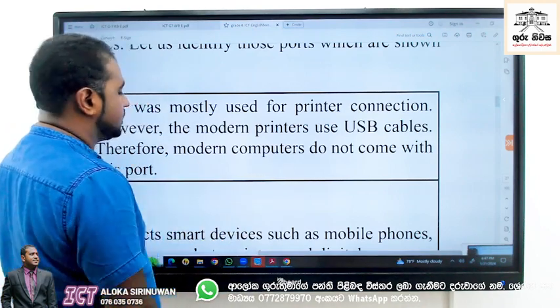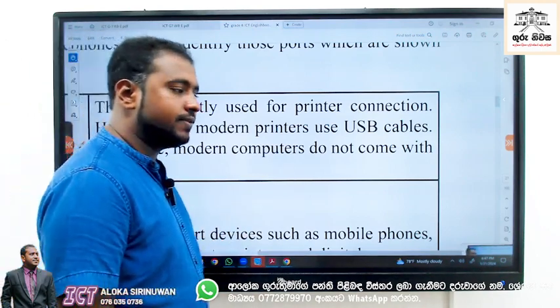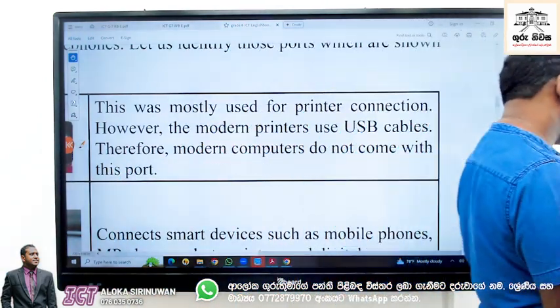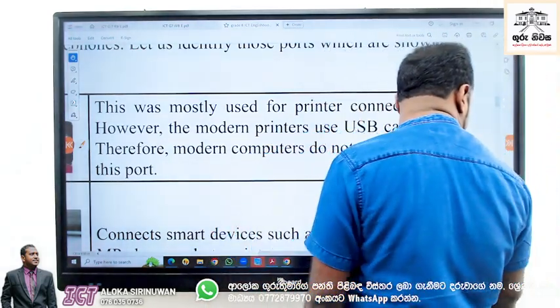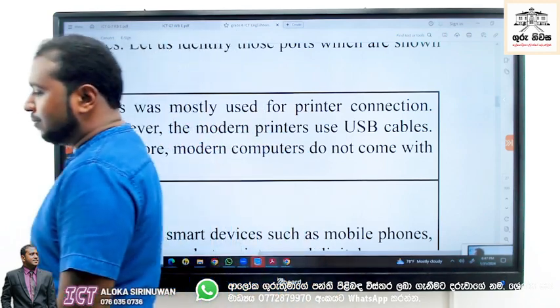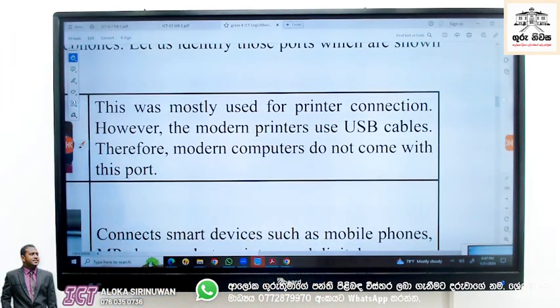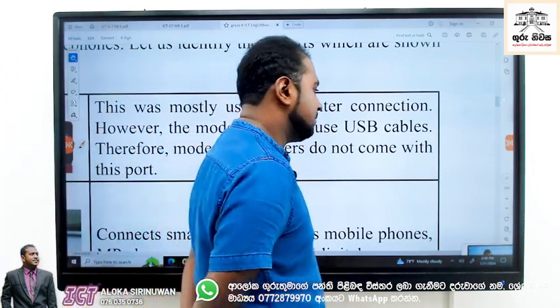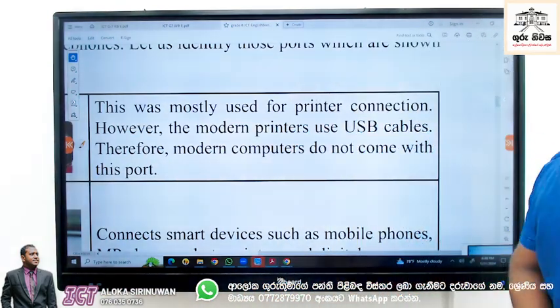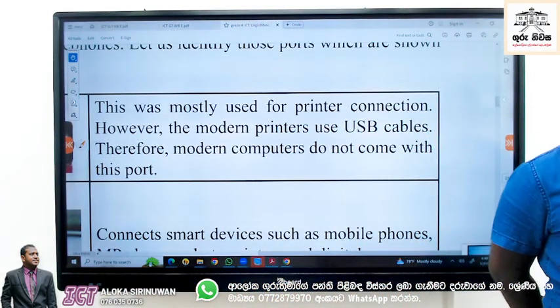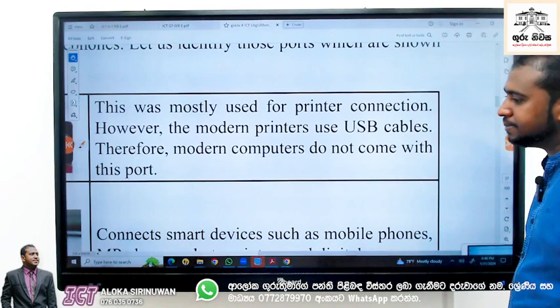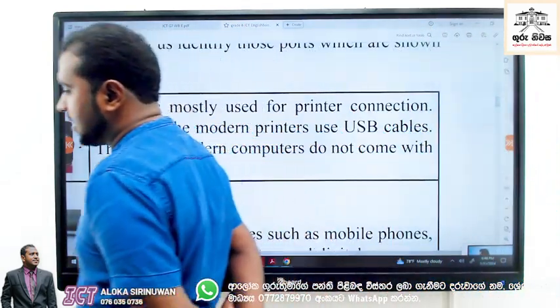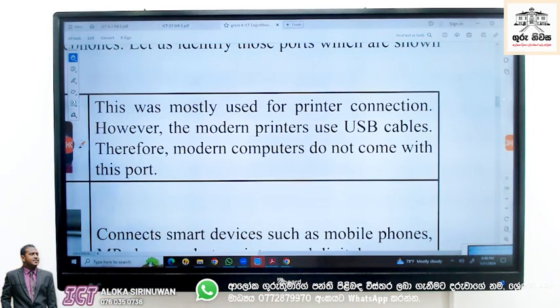Even though modern printers are coming with USB cables.